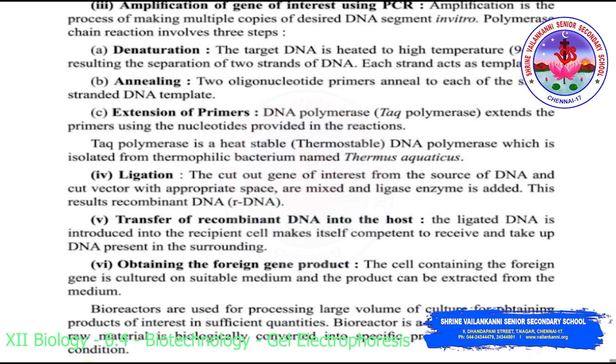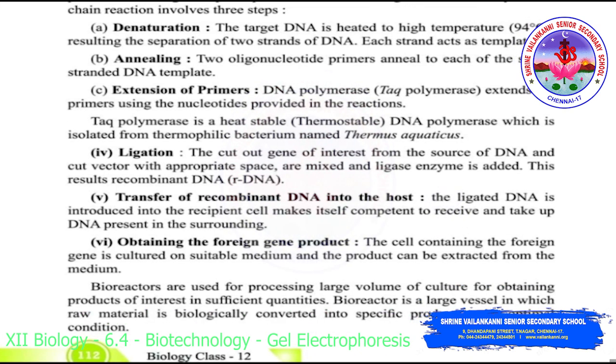The next procedure in the technology is ligation. The cut-out gene of interest from the source DNA and the cut vector with appropriate sites are mixed and ligase enzyme is added. This results in rDNA, that is recombinant DNA. Next is the transfer of recombinant DNA into the host. Once the rDNA is made, the ligated DNA is introduced into the recipient cell, which makes itself competent to receive and take up DNA present in the surrounding.